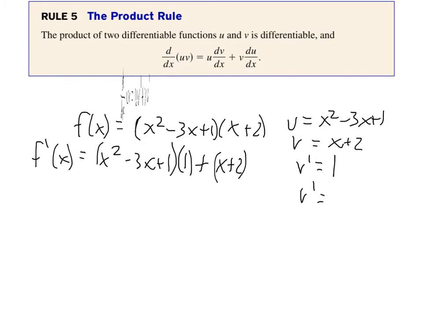So u prime equals, use the power rule, 2 comes down in front, the exponent goes down by 1, so 2x minus, okay, the 3 times x is the power of 1, so the 1 comes down, 3 times 1 is just 1, and then x to the 0th is just 1, so it's just 3x, and then a constant 1, remember a derivative of a constant is 0, so the derivative is just 2x minus 3. So I write 2x minus 3, close parentheses.